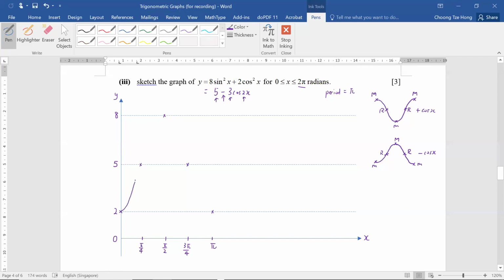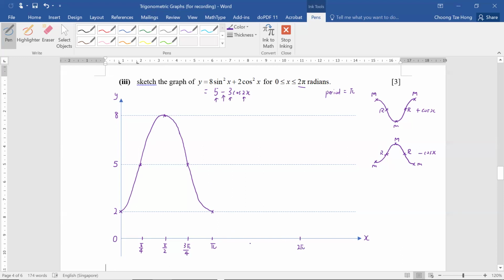So let me try to sketch a nice graph. It's easier to sketch on paper. So this will be the first half of the graph. Then the second half will be from pi to 2 pi, right? So roughly around this distance.